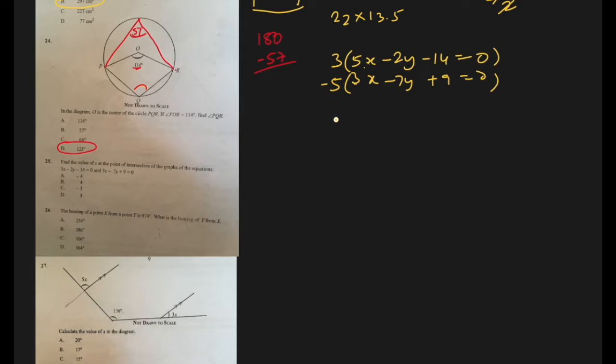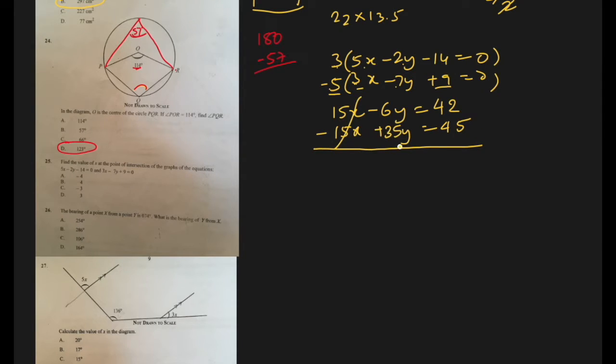Okay, so 3 times 5, 15x, 3 times minus 2, minus 6y, and let's bring this minus 14 to the other side so it becomes easier. So minus 14 becomes positive 14 times 3, 42. Minus 5 times 3 is minus 15x. Minus 5 times minus 7 will be plus 35y. This 9 also goes to the other side, becomes negative 9 times negative 5 will be 45. And we have to add them. So this cancels out. This is 29y equals to how much? 87. Yeah. Divide both sides by 29. That was the purpose. y is equal to 3.